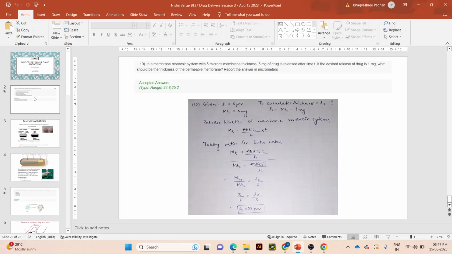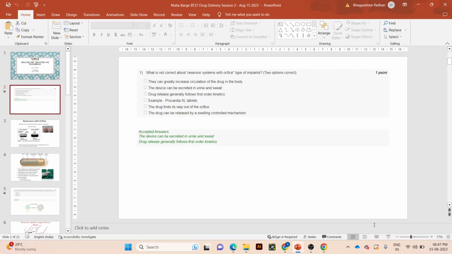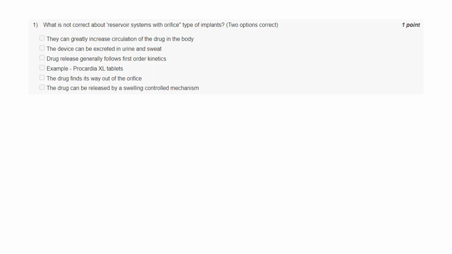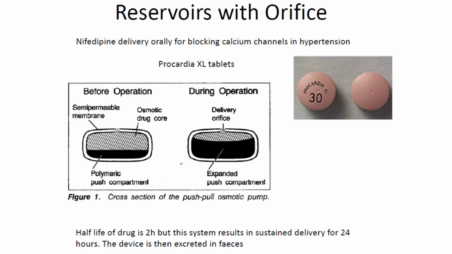So this is for people who joined a bit late. Let's go over the questions quickly, one by one. First question was, what is not correct about reservoir systems with orifice type of implants? The answer was, the device can be excreted in urine and sweat, and the drug release generally follows first order kinetics. Both of these are false because these devices look something like this.